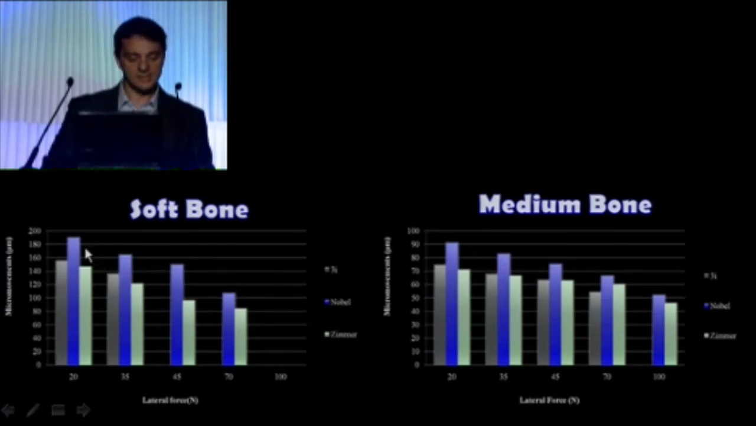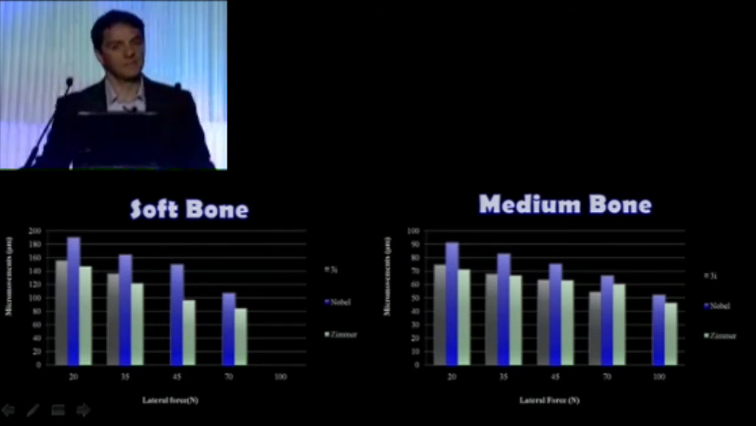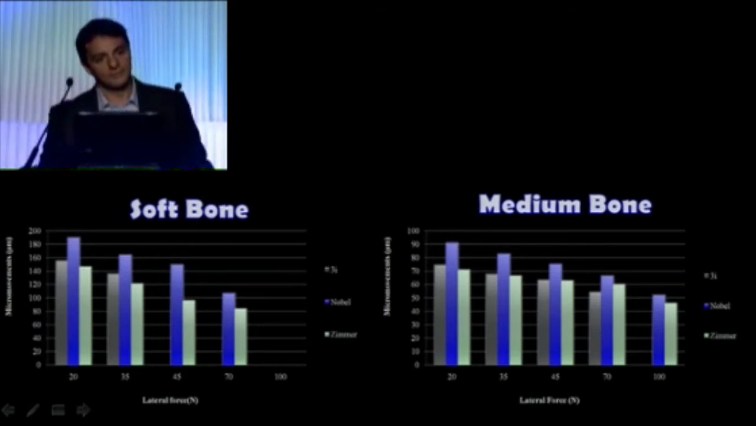And you can see that the blue one, which is the Nobel, was always not very good, was not the best. The best in soft bone was the Zimmer. Now, have you ever tried to place an implant with 40 or 50 Newton insertion torque in soft bone?